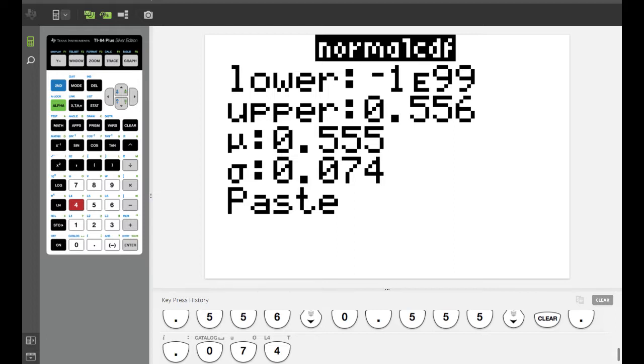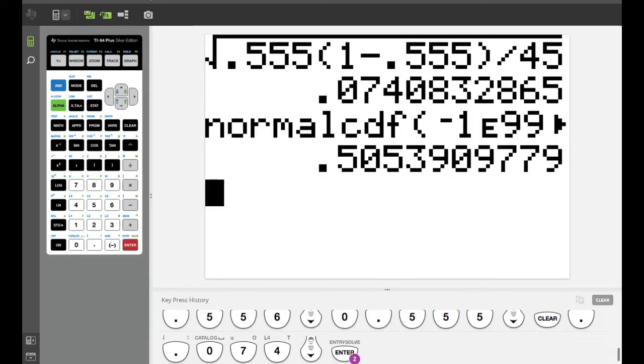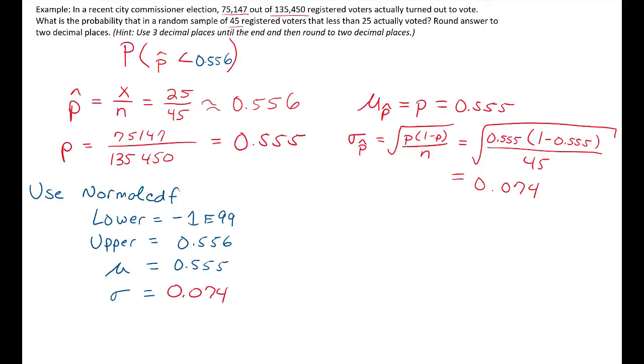All right. So notice we use 3 decimal places everywhere. So we're going to go to paste. We're going to calculate this probability. And there we go. We get a probability of 0.505. So this probability equals 0.505, which if you round that to 2 decimal places, you should get an answer of 0.51, so 51%.